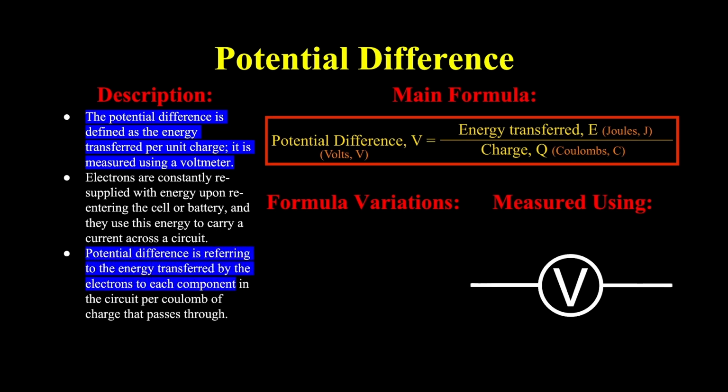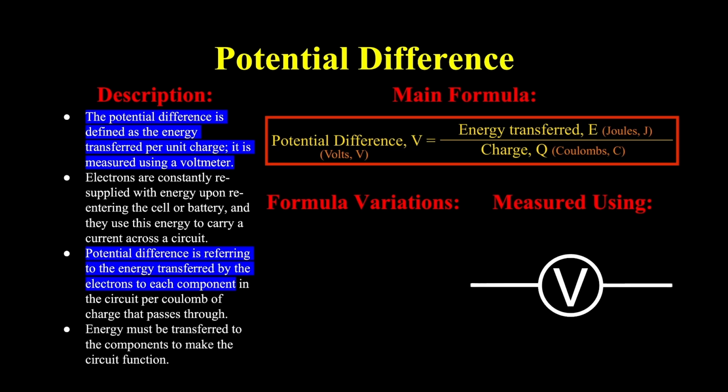Potential difference is referring to the energy transferred by the electrons to each component in the circuit per coulomb of charge that passes through. And this is the energy they obtained from the cell or battery. So when the electrons re-enter the cell or battery, the energy they obtain from the cell or battery is the energy they transfer to all the other components in the circuit.